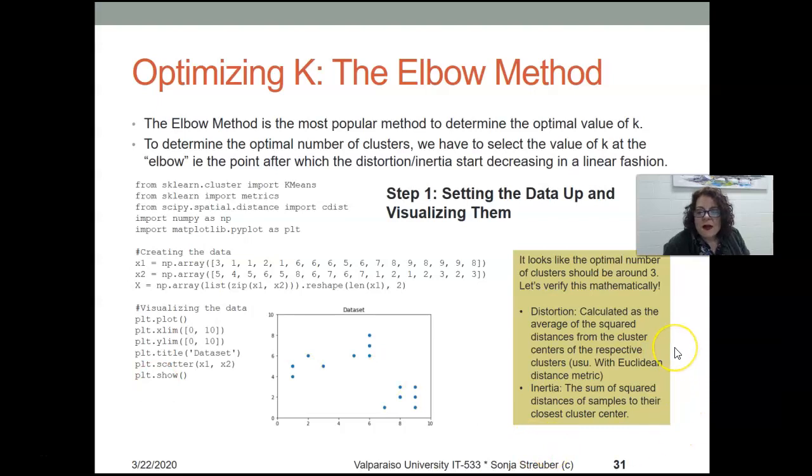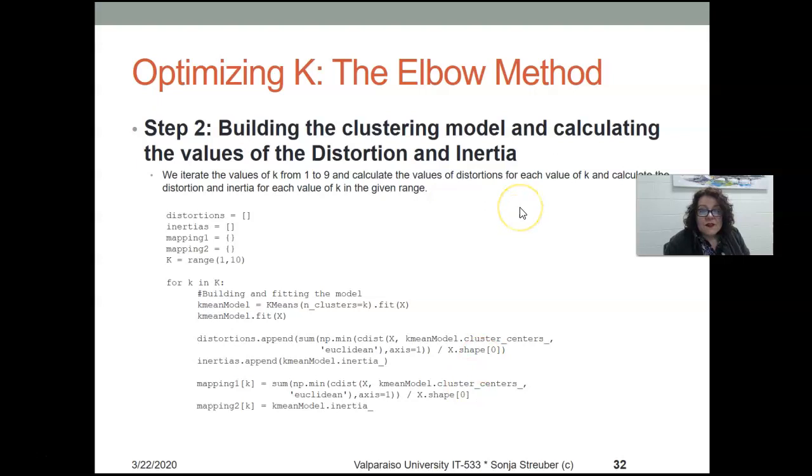There are 2 mathematical factors that we can use to our advantage to calculate the optimal number of K. First is distortion. Distortion is the average of the squared distances from the cluster centers of our clusters. And the other one is inertia, which is the sum of squared distances of the samples to their closest cluster center. So first we're going to build our clustering model, and then we're going to calculate the values of distortion and inertia.